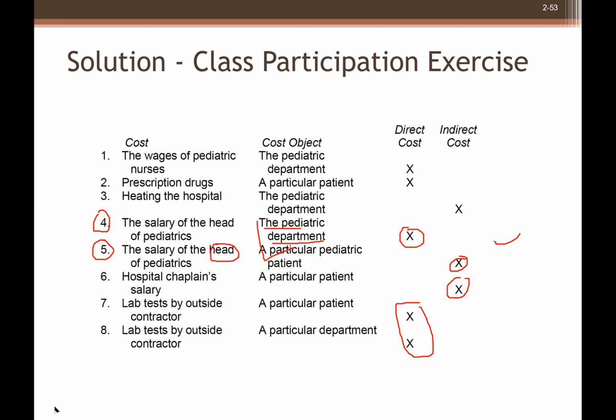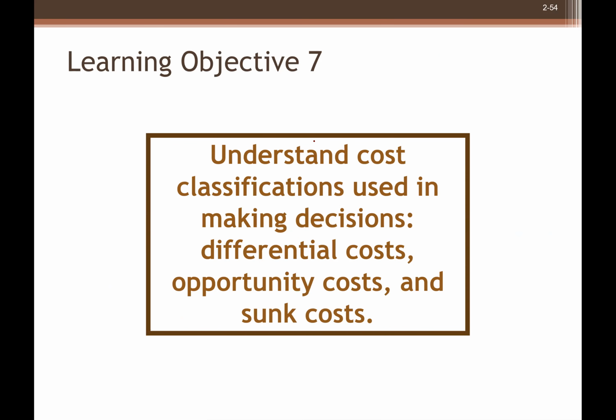graphics here. So I have pasted the solution here in this file, so you can also compare your results. Okay, now let's talk about the classification of cost based on decision making. Differential cost, opportunity cost, sunk cost. Let's talk about these.